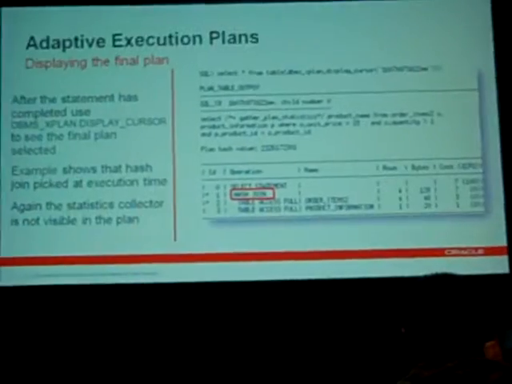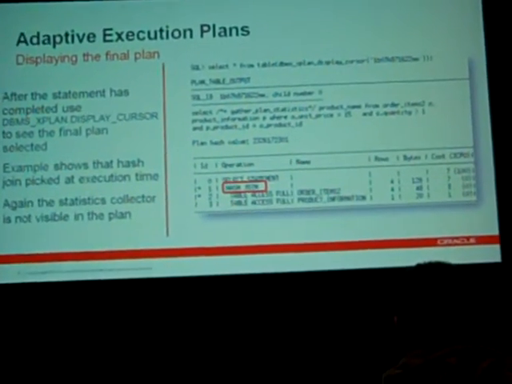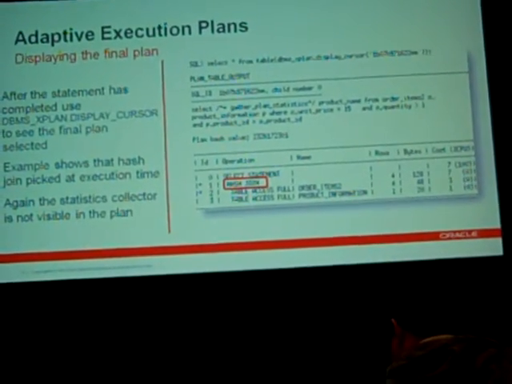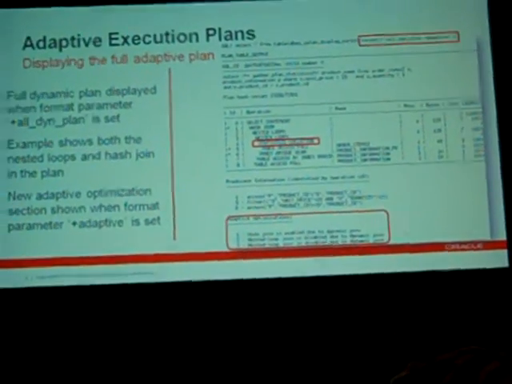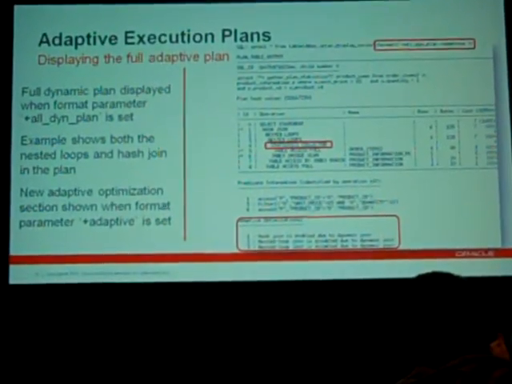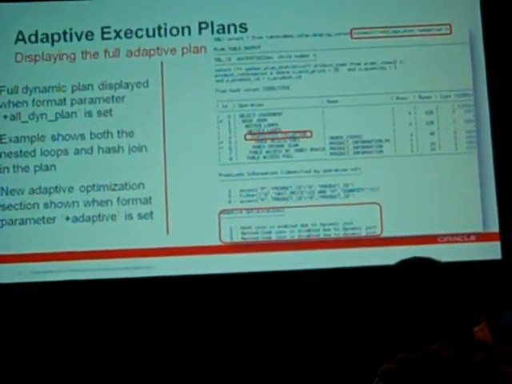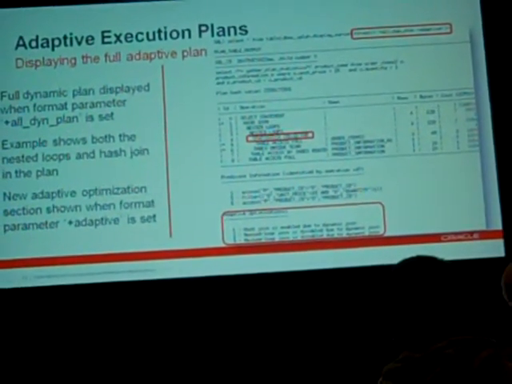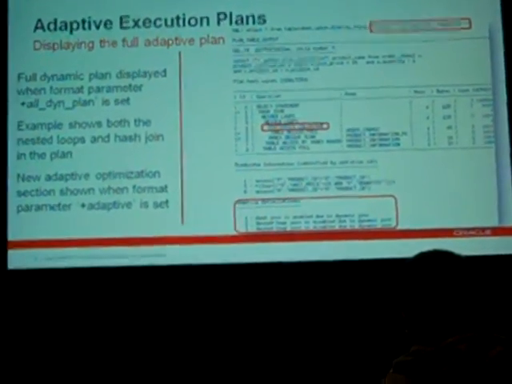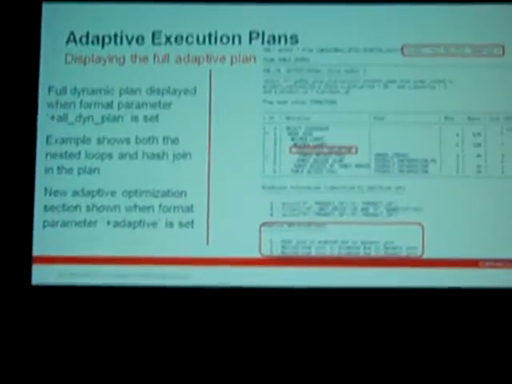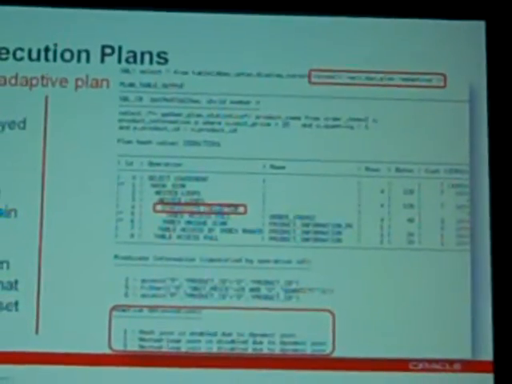What if I want to see both? What if I want to know if I've got one of these adaptive execution plans? Well, you can use a new format parameter to the DBMS_XPLAN.DISPLAY_CURSOR information, and it will show you the full and complete plan. You'll see there both the hash join and the nested loops in the plan, as well as the stats collector, which doesn't show up in the other plans in this mode.